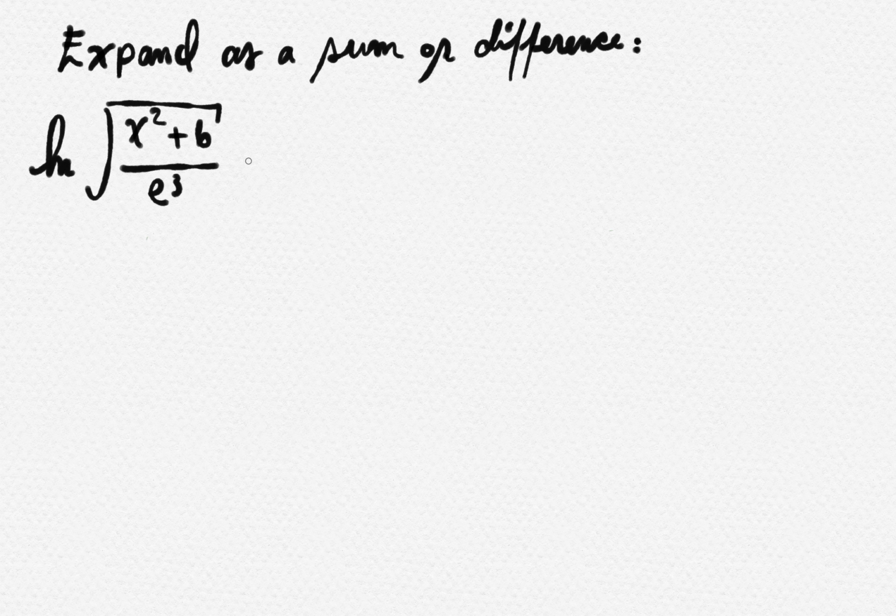And here's one more example of expanding using the properties. This one looks a little bit like the last one where we have the square root, but it's a little different in a couple of ways. So we'll start out in the same way by writing what's in the square root as instead the expression to a fractional power. So that's x squared plus 6 over e cubed to the 1/2.